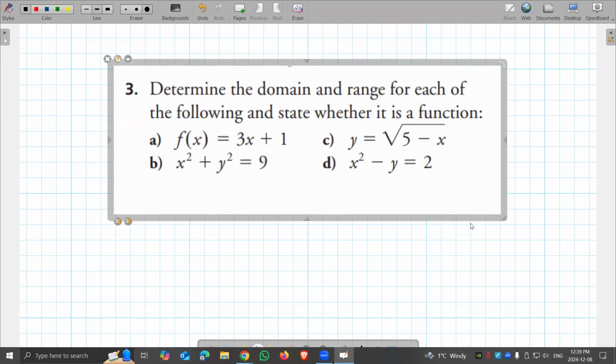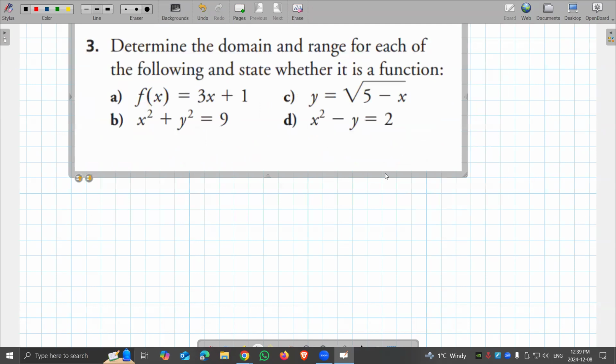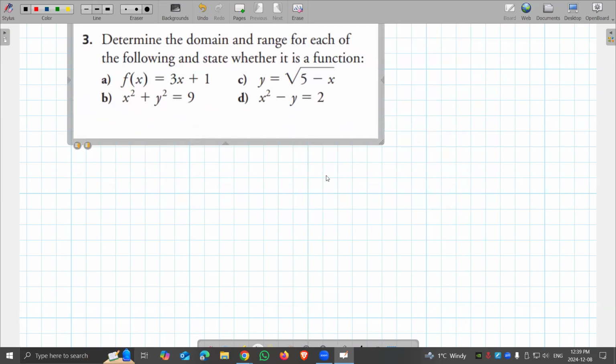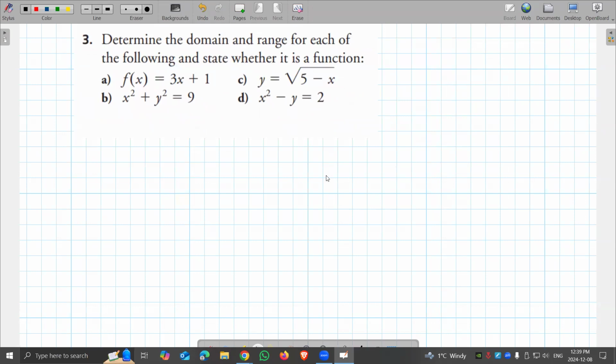Determine the domain and range for each function and state whether or not it's a function. So part A is very simple. What's the domain and range for part A? It's x here and y here. And is it a function? Yes. What about B? Is B a function?